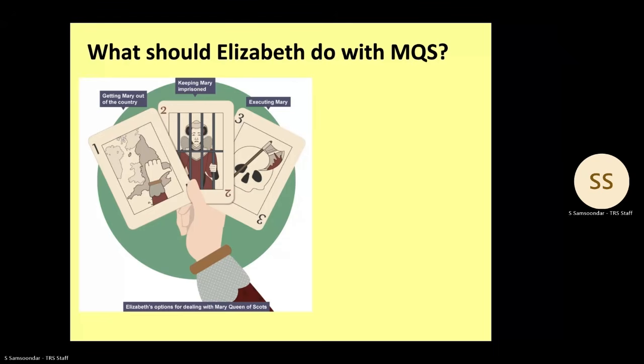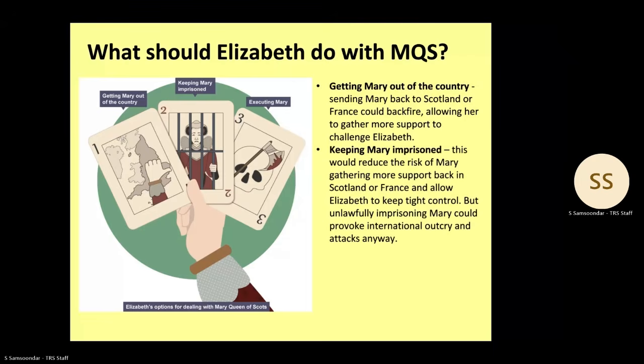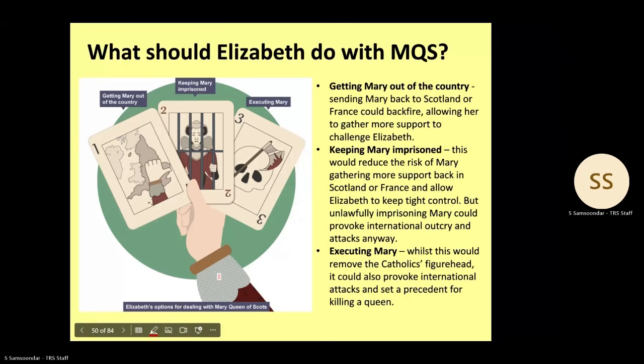Elizabeth is faced with a dilemma of what she does with Mary. There are three options. She could get Mary straight out of the country, send her back to Scotland or France. She could imprison Mary in England, or she could execute Mary, which would be pretty harsh. On the screen are the pros and cons of each of these, which you can read for yourselves. Before I go through it, can you remember which option she picks? Now, if you went with the second option, then well done, because that is exactly what she does.